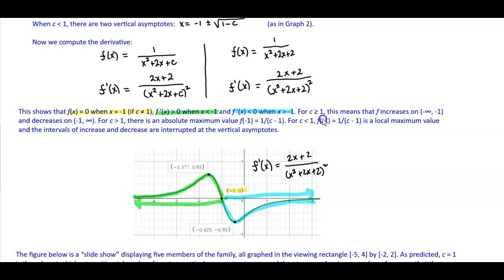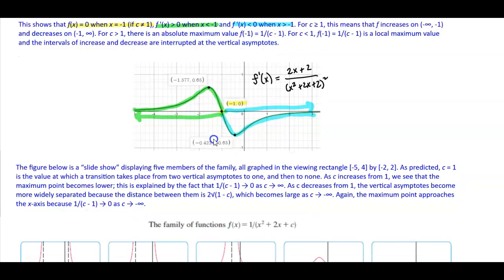Okay, now for when c is greater than or equal to 1, this means that f is going to be increasing from negative infinity to negative 1, and it's decreasing on negative 1 to infinity. Now for c being greater than 1, there's going to be an absolute maximum value of f of negative 1 equals 1 over c minus 1. For c less than 1, we have f of negative 1, which is equal to 1 over c minus 1, is a local maximum value, and the intervals of increase and decrease are interrupted at the vertical asymptotes.